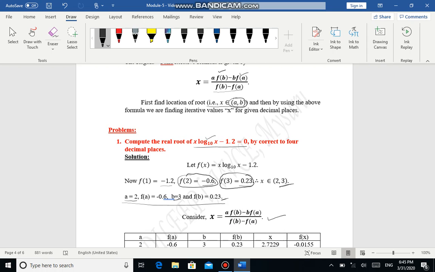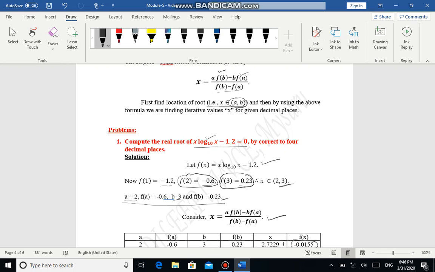Using these values in the formula, find the first iterative value of x. If you substitute these values in the formula, the first iteration is 2.7229. Now substitute this first iteration in the function f of x. When you replace x by 2.7229, the functional value is minus 0.0155.